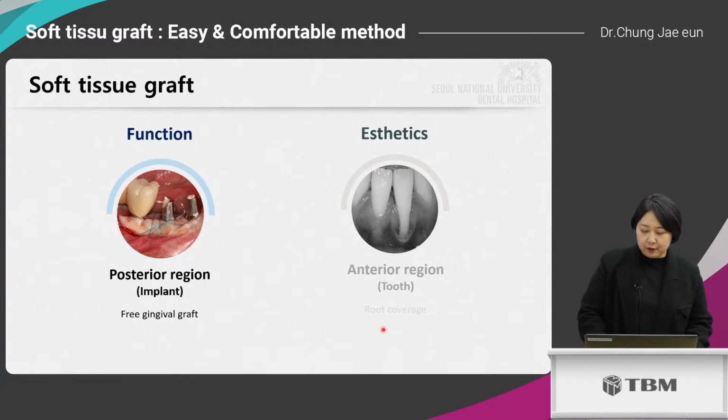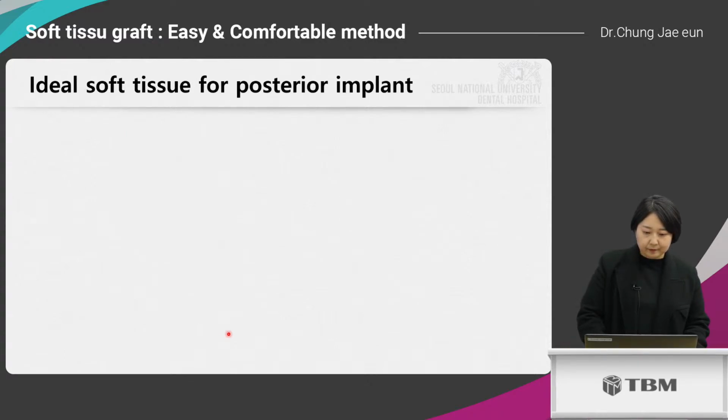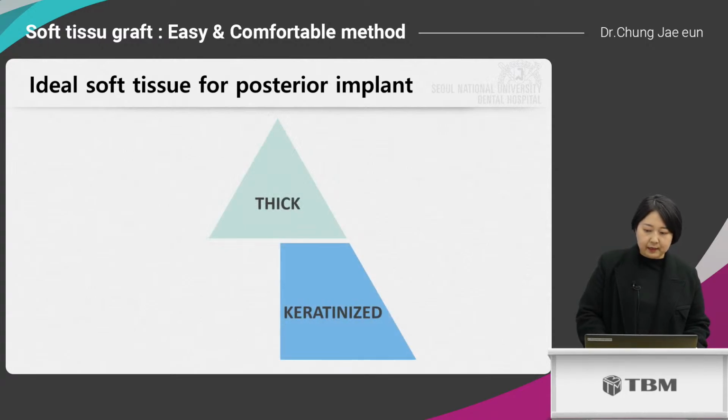Okay, let's move on to the soft tissue graft procedure of the posterior area. I usually do the free gingival graft, FGG, at the posterior implant sites to obtain firm and stable gingiva. The ideal soft tissue around the implant is, first of all, it must have some thickness. And it is good if it is keratinized, and it is good if it is firmly attached to the underlying tissue.